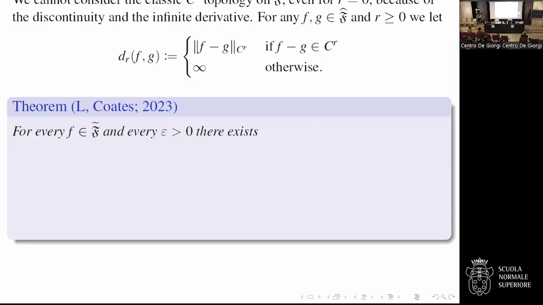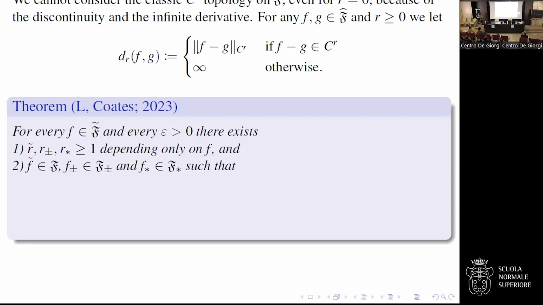And it is the following: for every F in F tilde and every epsilon, there exist three constants, three integers bigger than 1, R tilde, R plus minus, R star, that depend only on your original F, and maps F tilde in F, F plus minus and F plus, so you can find three maps in each of these classes, which are epsilon close to the original map F in this topology.